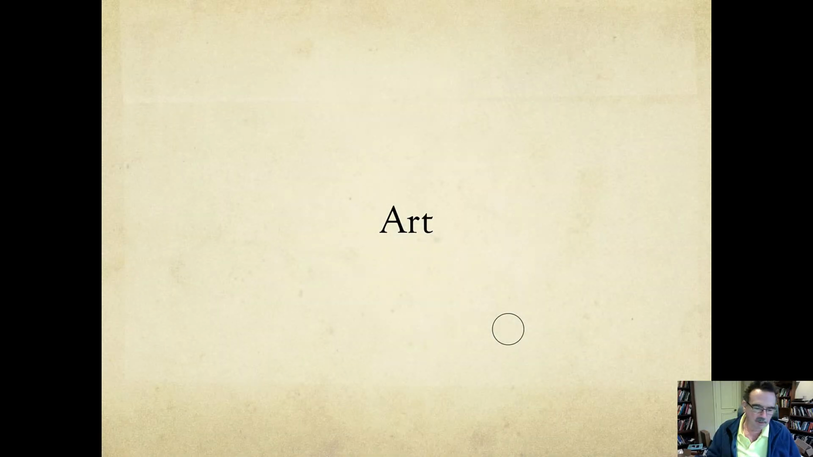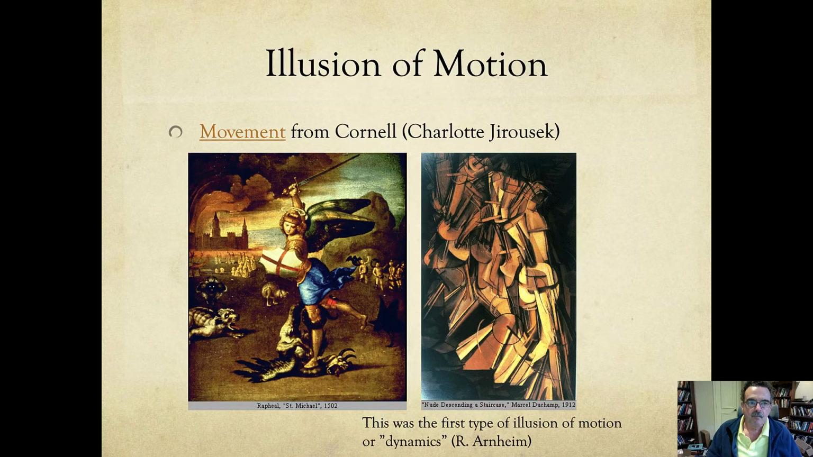In terms of process modeling in art, we could begin with the general idea of the illusion of motion. This is very interesting in arts practice. So I'm actually taking this idea from Rudolf Arnheim, who has written a lot of books on the theory of art and art practice and so on.